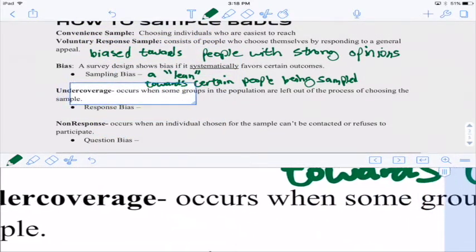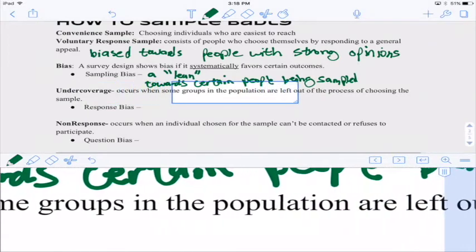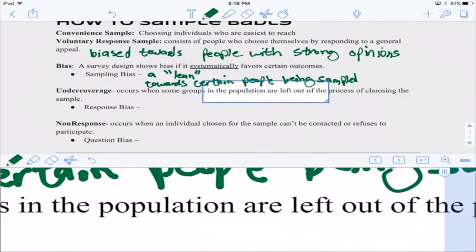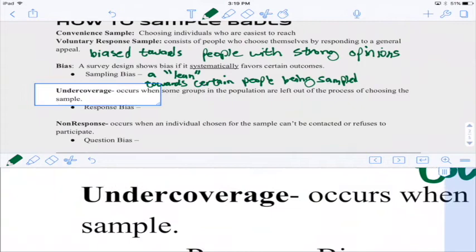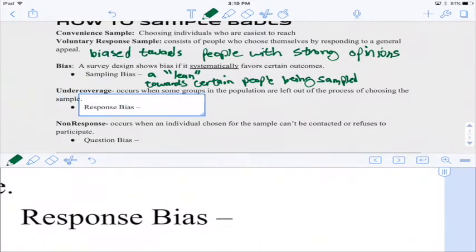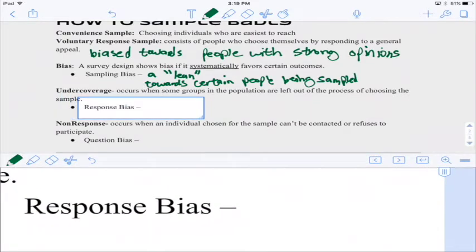Undercoverage occurs when some groups in the population are left out of the process of choosing the sample. So undercoverage would be like if you're trying to ask everybody through email something, well, you're leaving out all the people without email. So that's systematically leaving people out. Response bias is my absolute favorite one. This is when people don't want to respond truthfully.